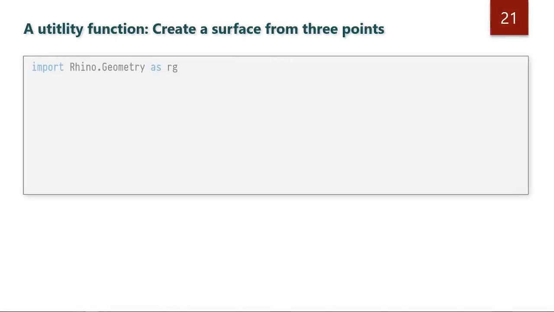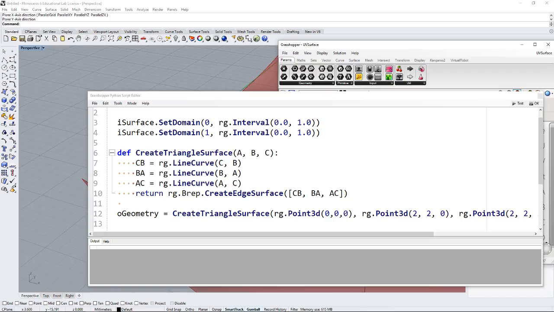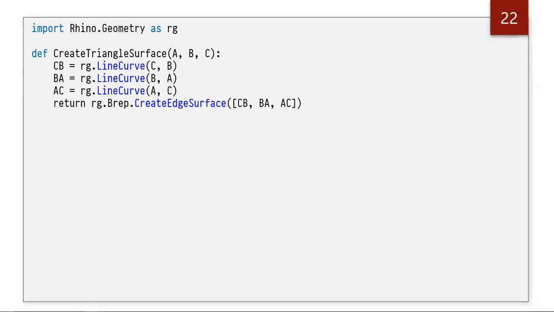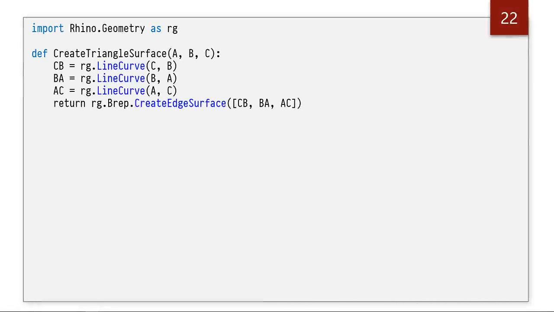Alright, so before the break, we wrote a function that creates a triangular surface from 3 points. Now we have to build a pyramid from that. Now the code is straightforward, but it's a bit tedious to type out, so let's copy and paste.